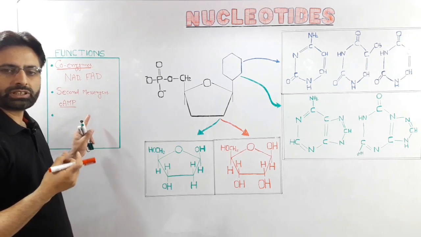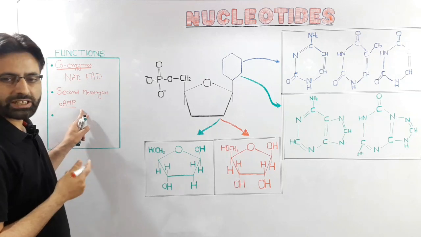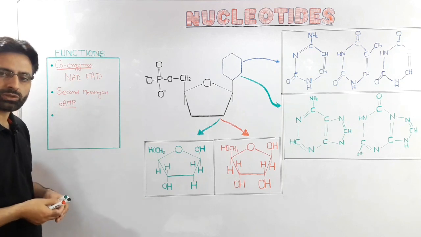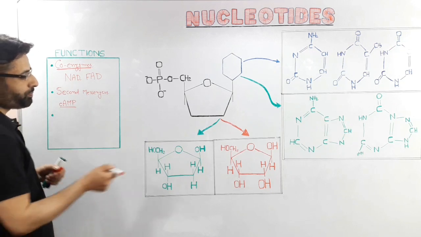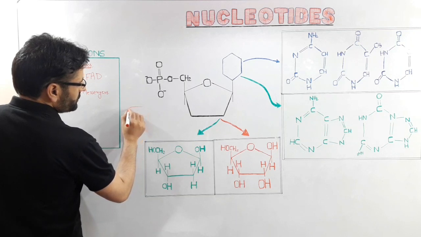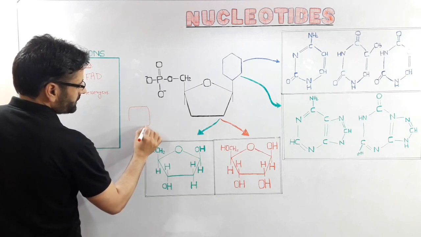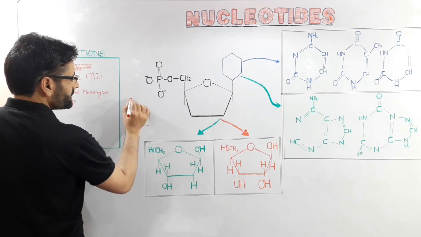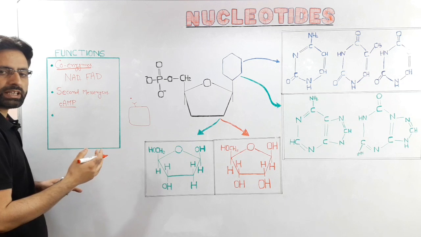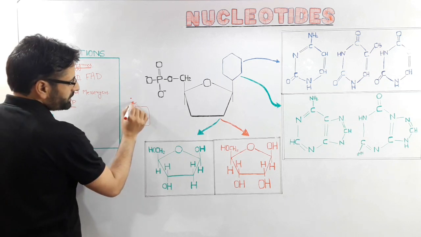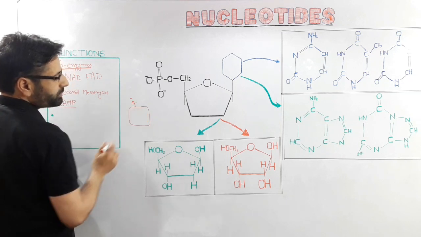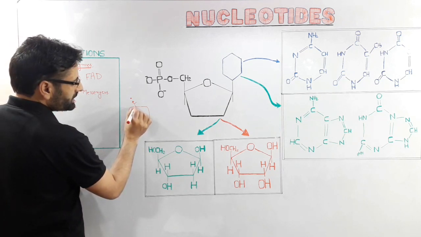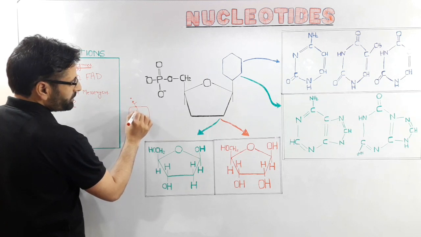Another important function which these nucleotides can perform is that they can act as second messenger molecules. As you know, second messenger molecules transfer the message from the plasma membrane towards the inside of the cell. If we have a hormone or any signaling molecule as the first messenger, the message from this first messenger will be received by the receptor present on the plasma membrane. And from the plasma membrane, the signal moves inside the cell through the second messenger molecules.